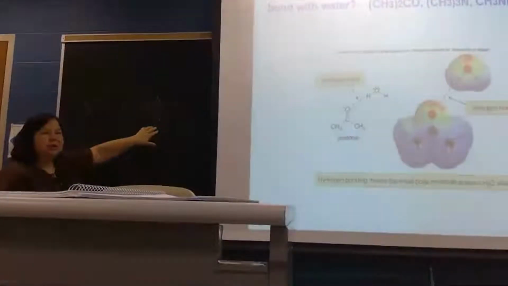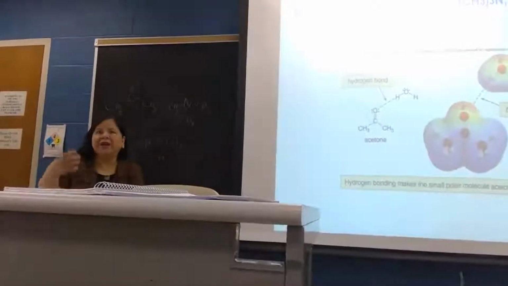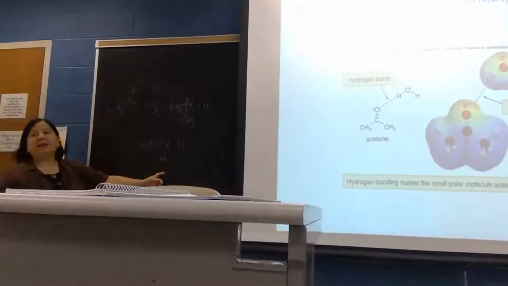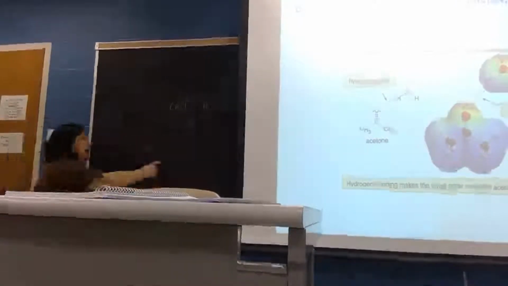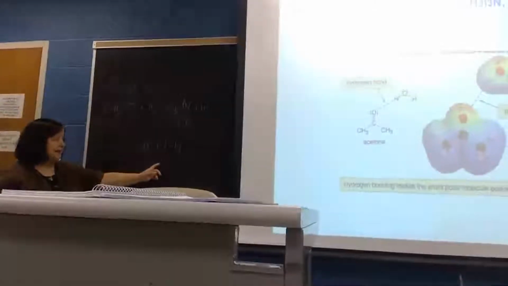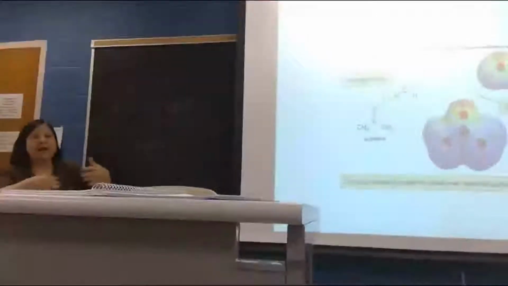Can this do hydrogen bonding with itself? No, because all the hydrogens are attached to carbon. You don't have a hydrogen donor for hydrogen bonding. And this one, yes, because hydrogen is attached to nitrogen. So this hydrogen can be a donor, and nitrogen on another molecule can be an acceptor, and they can do hydrogen bonding.